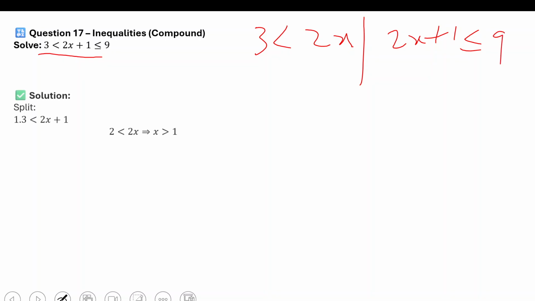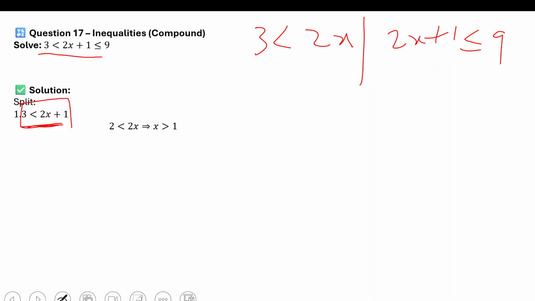So we have inequalities, compound inequalities. I have two inequalities in this expression, so I'm going to solve it like this: 3 greater than 2 first, and then I'll solve 2x plus 1 greater than or equal to 9. Okay, so the first one, I'm splitting it. The first one is this 3.